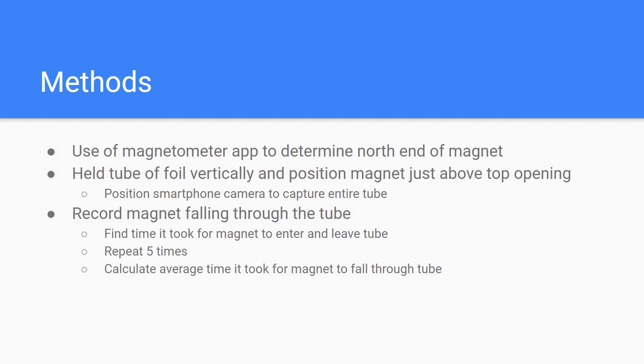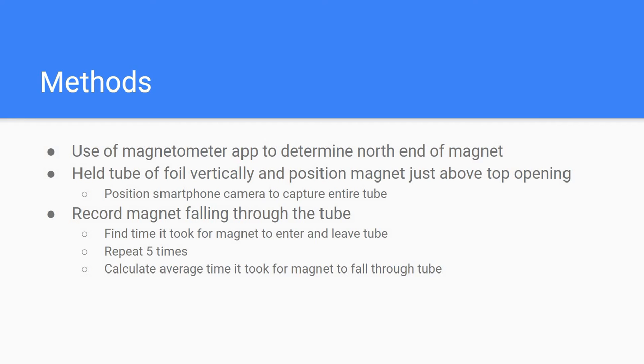The method used in this lab was the use of a magnetometer app to determine the north end of the magnet. We held the tube of foil vertically and positioned the magnet just above the top opening. Then we positioned a smartphone camera to capture the entire tube. The magnet falling through the tube was then recorded, and the time it took for the magnet to enter and leave the tube was marked down.